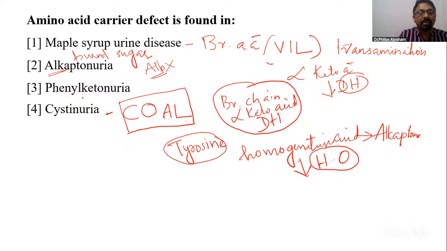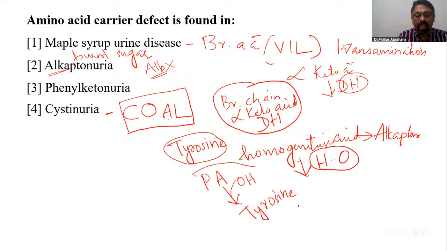And for phenylalanine, the first step of metabolism is addition of a hydroxyl group with the help of NADPH and an oxygen atom to form tyrosine. That's the first step of metabolism of phenylalanine. And in this step, addition of the hydroxyl group, the enzyme is phenylalanine hydroxylase.